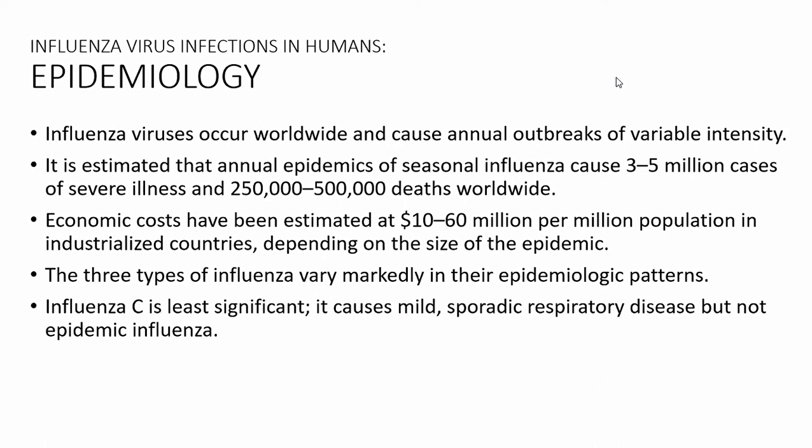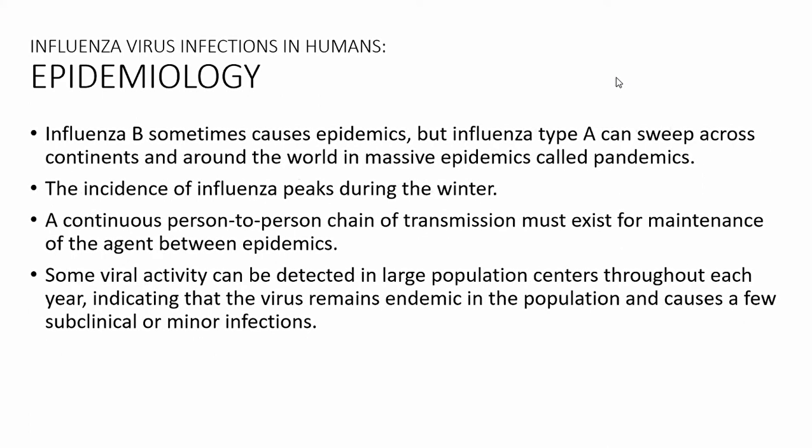So type C is the least significant because it only causes mild sporadic respiratory disease, but not epidemic influenza. Influenza B sometimes causes epidemics, but it's influenza type A which can sweep across continents and around the world in massive epidemics called pandemics.